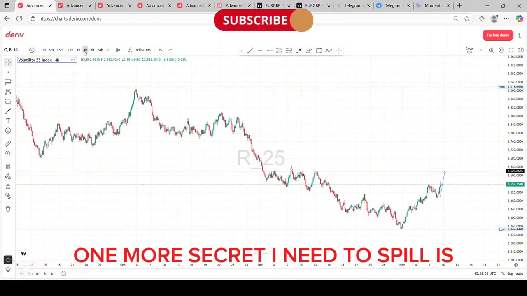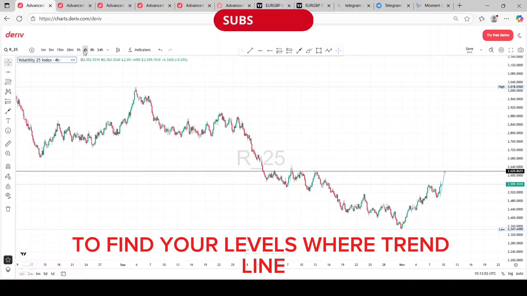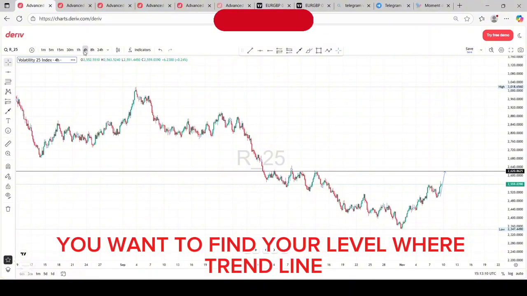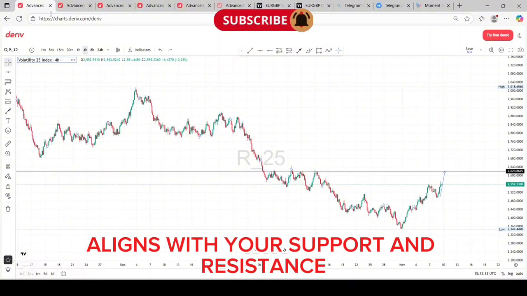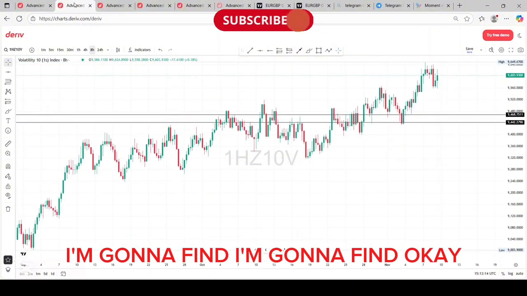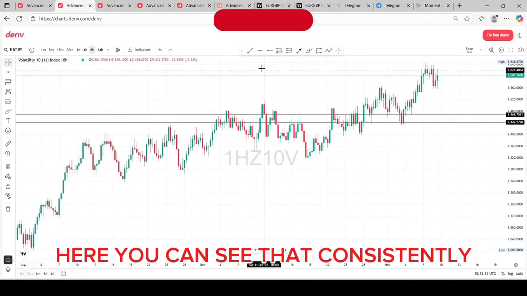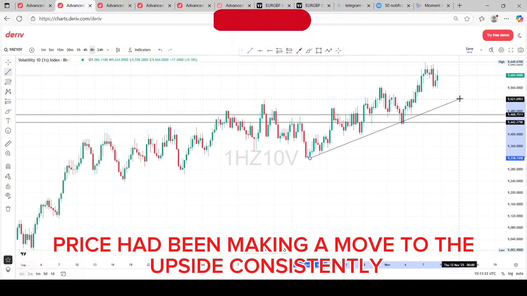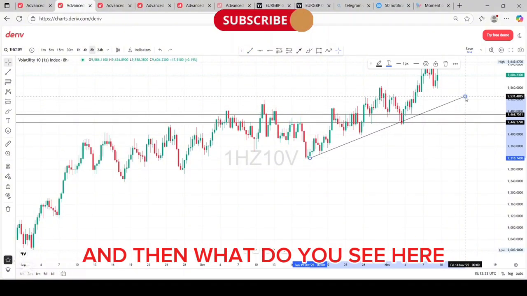One more secret I need to spill is to find your levels where a trend line aligns with your support and resistance. You want to find a level where trend line aligns with your support and resistance. Okay, here you can see that price had been consistently making a move to the upside, and then what do you see here?